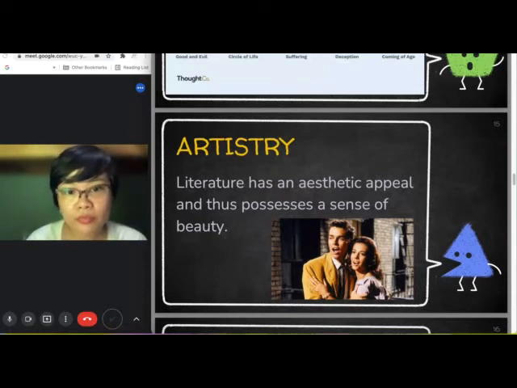Okay, and my favorite example is West Side Story. And this is Tony and this is Maria, and in this scene they are singing Tonight.